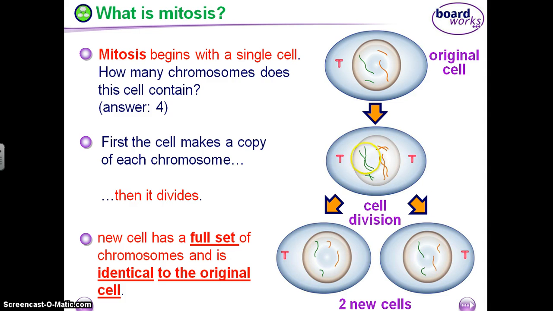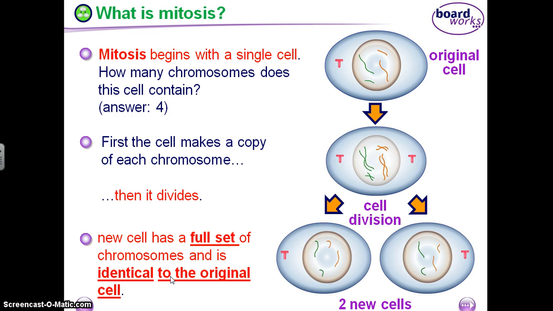That way it can divide, and each new cell will get one set of the chromosomes. Okay, so then this cell is identical to this one, and they're identical to the original cell. So each new cell has a full set of chromosomes and is identical to the original cell. And again, it's important that it's an identical cell.